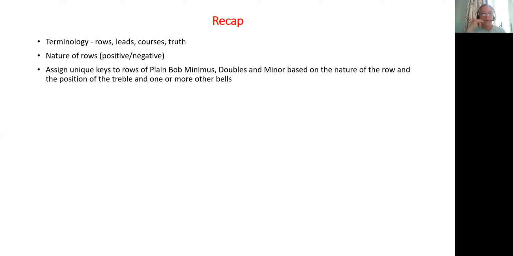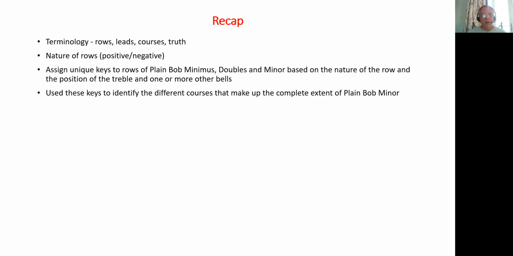We went through talking about the nature of rows, whether they're positive or negative, depending on how many swaps you have to make to get it back to rounds. We went through a process of assigning unique keys to rows of Bob Minimus, Doubles, and Minor. Those keys were based on the nature of the row and the position of the treble and one or more other bells. And the purpose of those keys was to help us identify the different courses that will be required to make up a complete extent of Bob Minor.